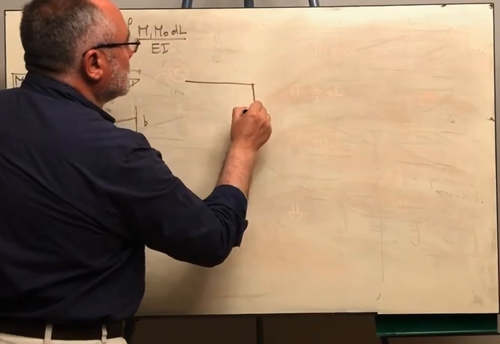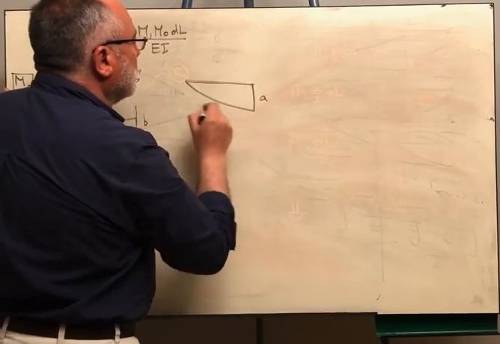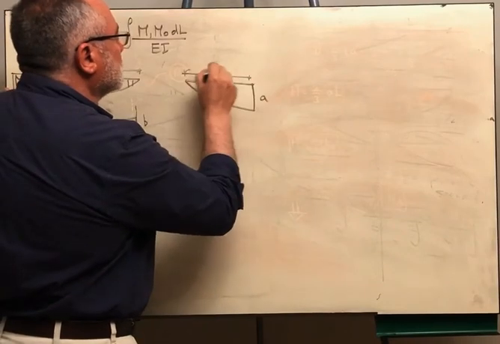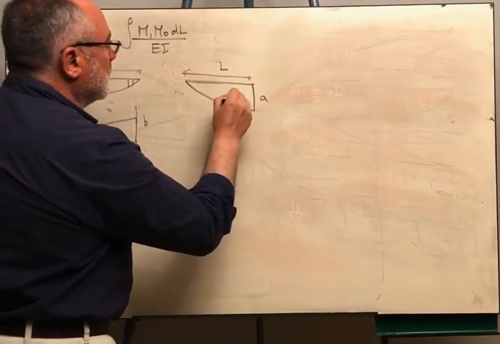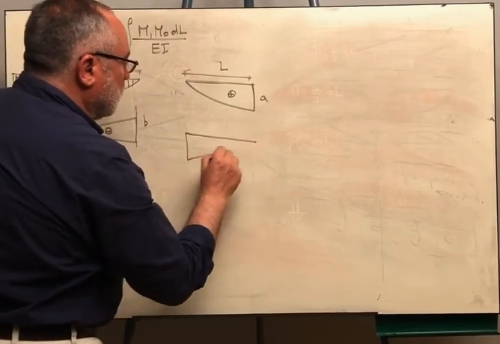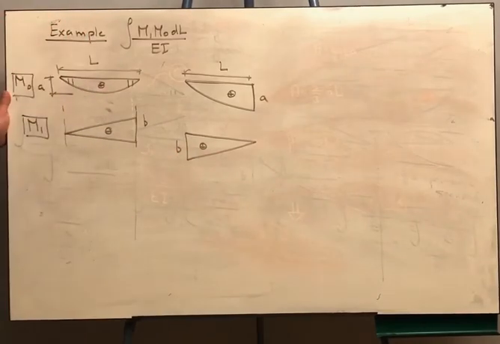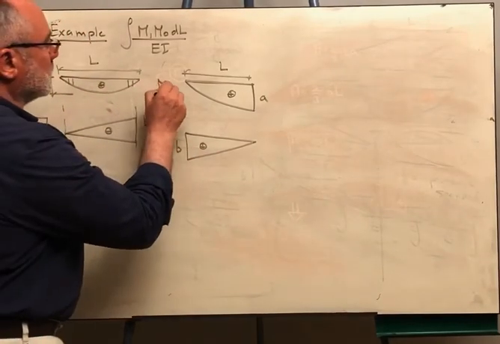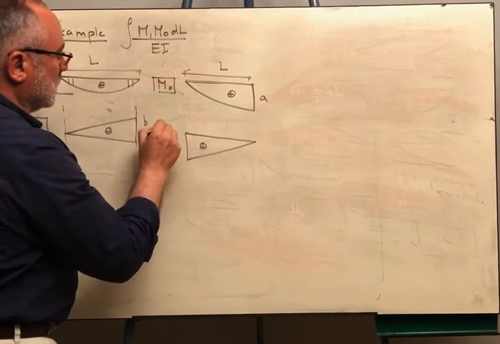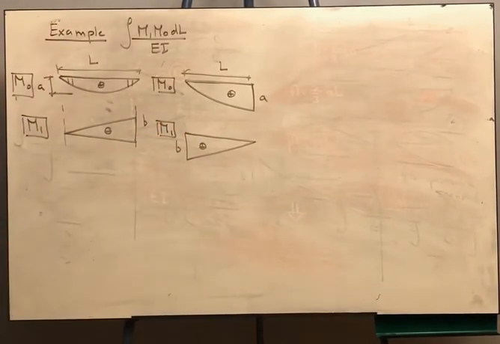And another case where I'm having half of a parabola. This is L, and this is positive, and corresponding to a positive diagram like that. This is M naught and this is M1. Let us solve these two cases.